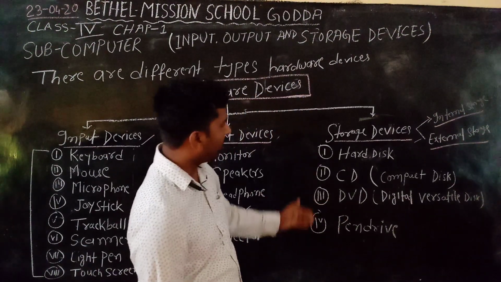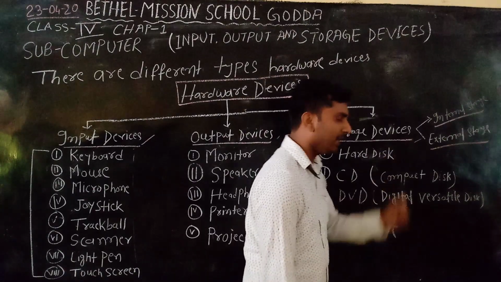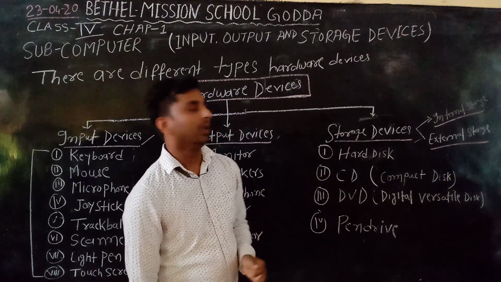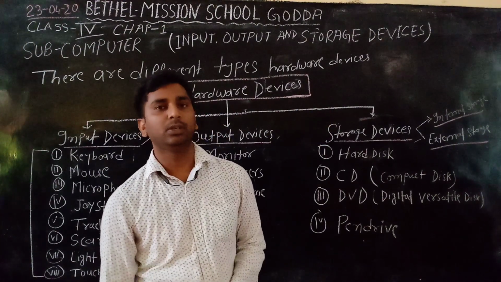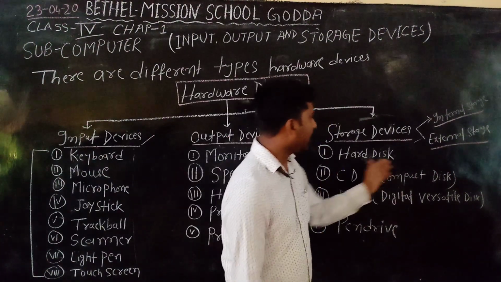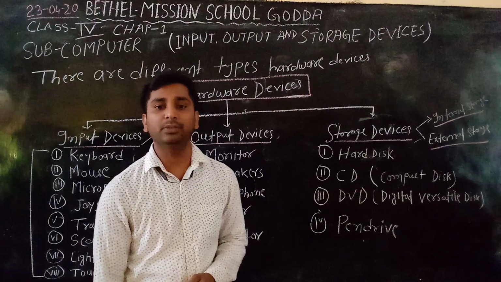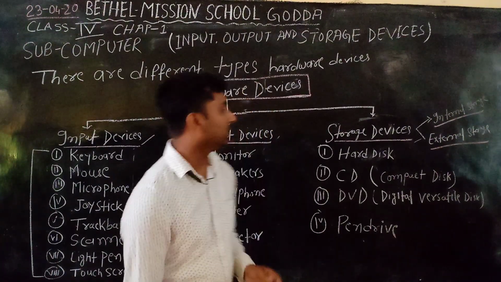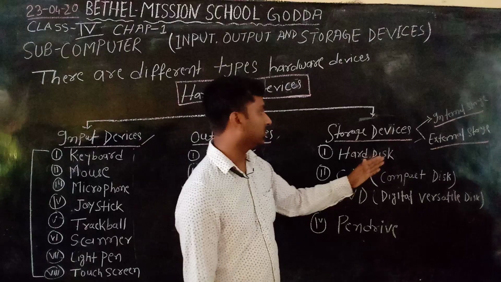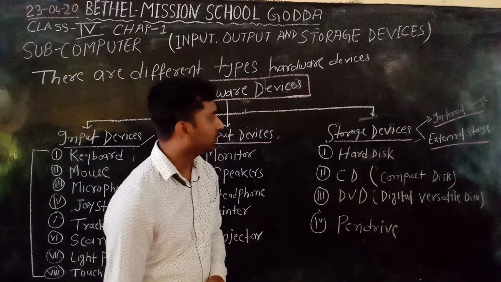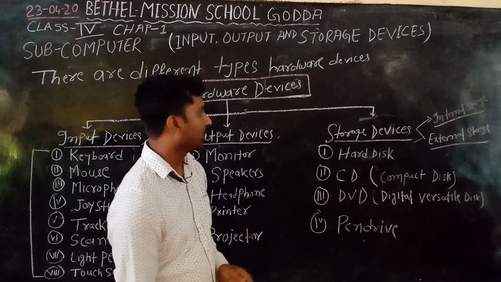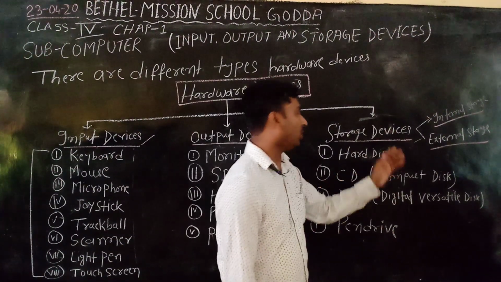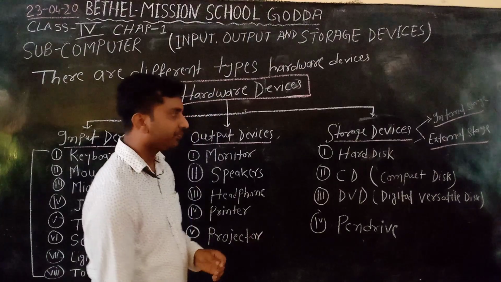So now one by one we discuss, what is hard disk. A hard disk is a storage device. Hard disk is placed inside the computer. You can store large data in a hard disk. That is called hard disk.